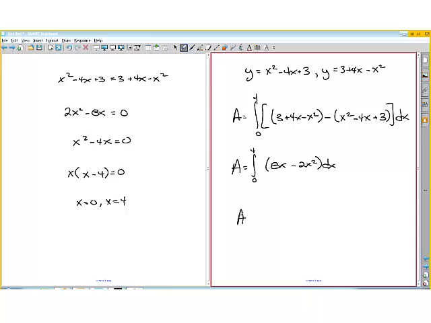Okay, so the integral is going to be equal to 8x squared over 2. So the integral of x is x squared over 2. Then we have 2 times x cubed over 3. And we evaluate that between x equals 0 and x equals 4. When we plug in 0, we get 0. So all we have to do is evaluate it at the upper limit. So we get 8 times 4 squared divided by 2 minus 2 times 2 cubed divided by 3.